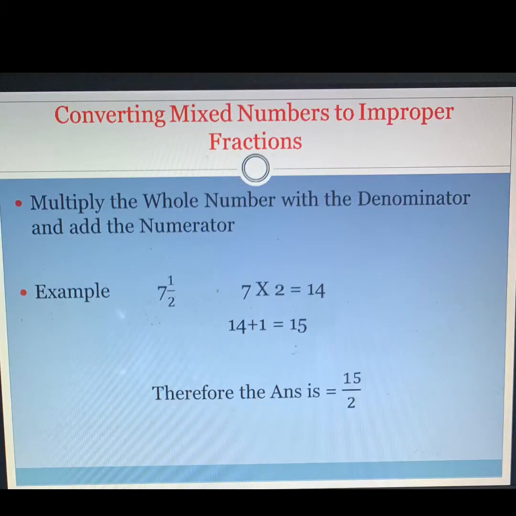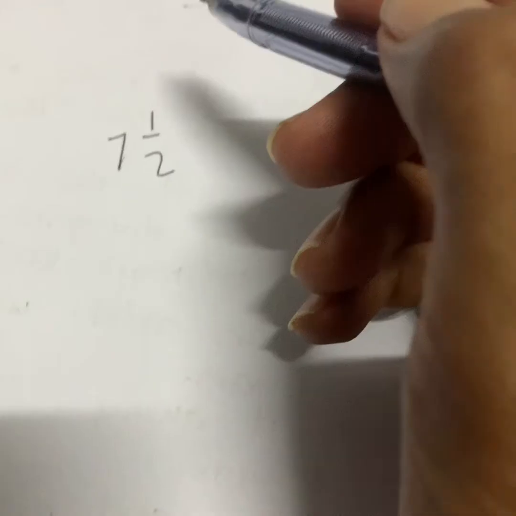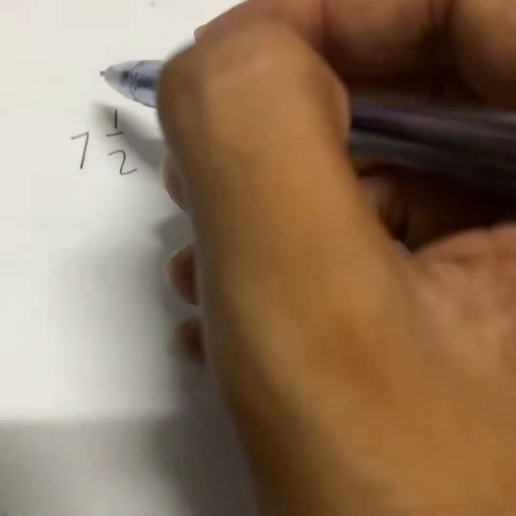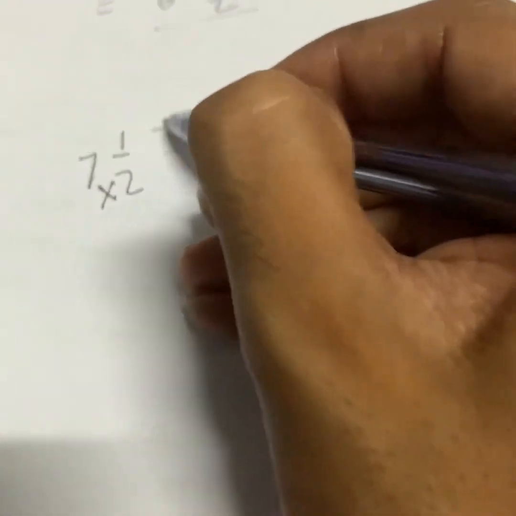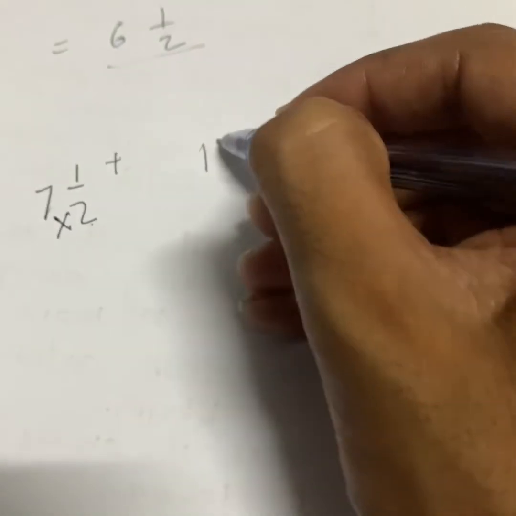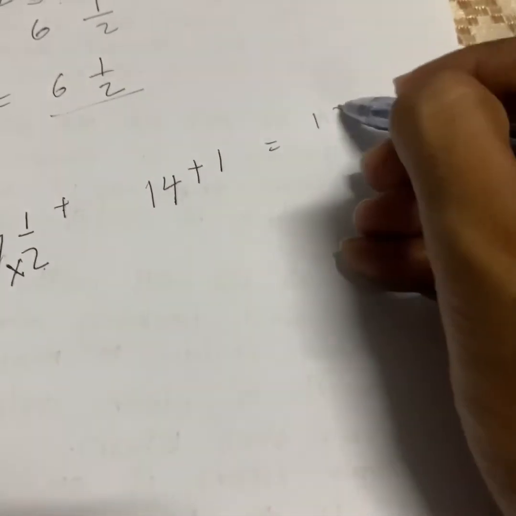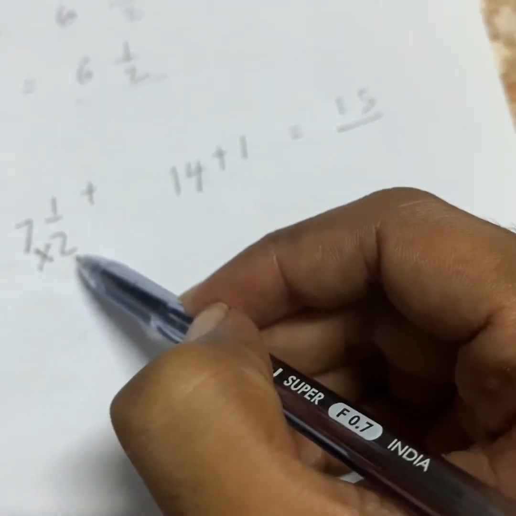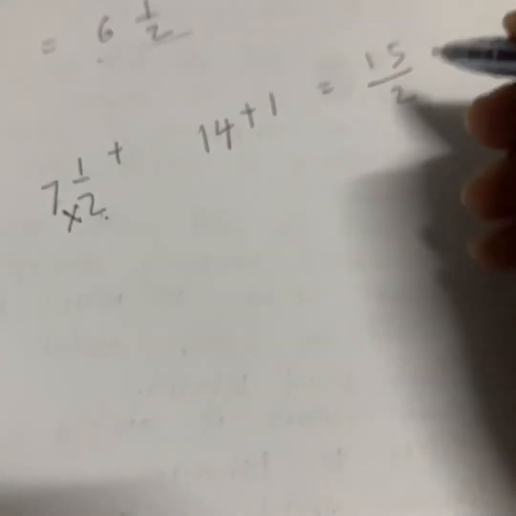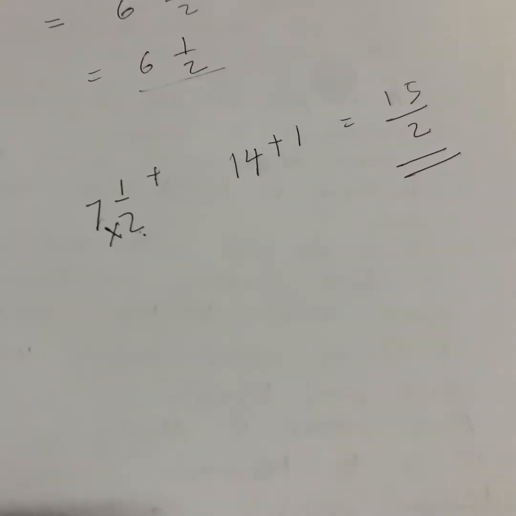Alright, let's look at converting mixed numbers into improper fractions. We have seen in the previous example that we converted improper fractions to mixed numbers. Now we're going to go back. Alright, so let's look at it. It's 7 and 1/2. What do we do? We multiply here and we add here. So 7 2s is 14, plus 1 is 15, so it's 15, and the denominator is 2, so we just write down the denominator as 2, so your answer becomes 15 over 2.